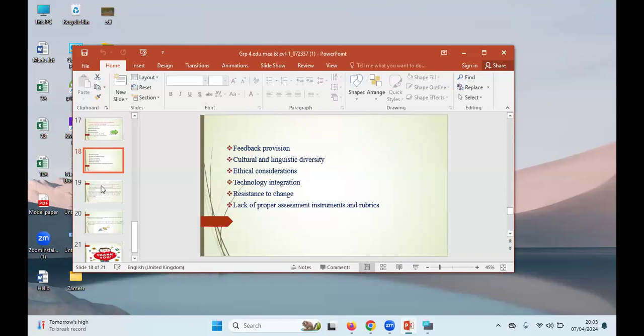Next one is feedback provision. In the classroom, it is a main duty for a teacher to provide meaningful feedback. So this is also a challenge. Next one is cultural and linguistic diversity. In a classroom, there are students with different cultural attitudes. So it is the duty to ensure fairness and inclusivity for those students. It is a big challenge for a teacher. Next one is ethical consideration.